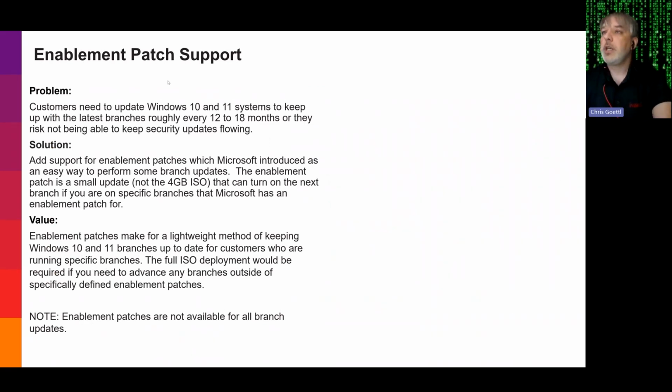Perfect. So the enablement patches, again, very straightforward. There's going to be two ways to configure this. This is not the ISO, like full branch upgrades yet. It's the enablement patches, which basically Microsoft has already pushed the bits in place. You're just flipping the bit to say feature flag the new branch on. There's, I believe, 13 or so of these. You're going to have two ways that you can configure this.